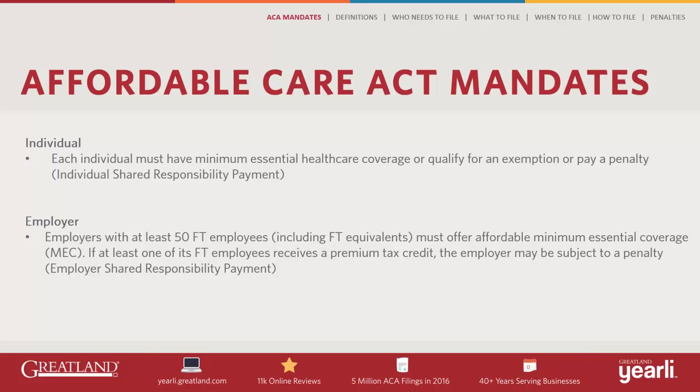The employer mandate states that employers with at least 50 full-time employees, including full-time equivalent employees, must offer minimum essential coverage that is affordable and provides minimum value to its full-time employees and their dependents. If at least one of its full-time employees receives a premium tax credit, the employer may be subject to a penalty. The name of this penalty is the Employer Shared Responsibility Payment.